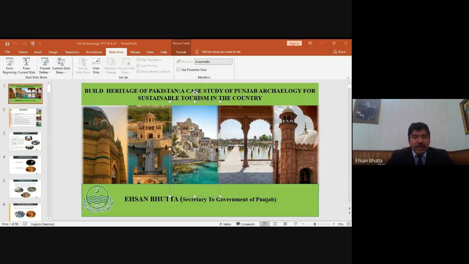One is Lahore Fort and Shalimar Garden in Lahore. The second one is Rohtas Fort in Jhelum, and third one is Taxila or Taxila Museum. And there is a National Monument of Punjab, Iqbal Manzil. Sir.